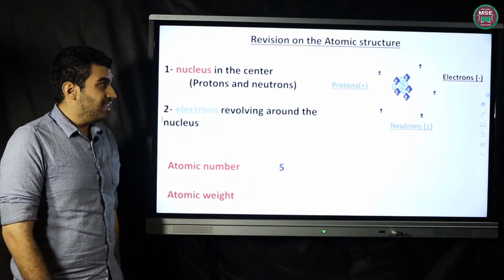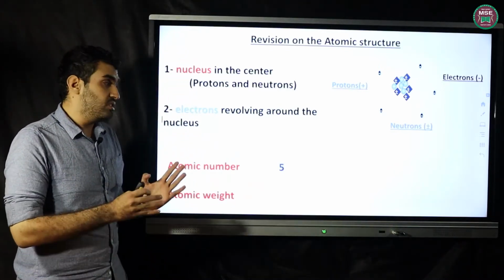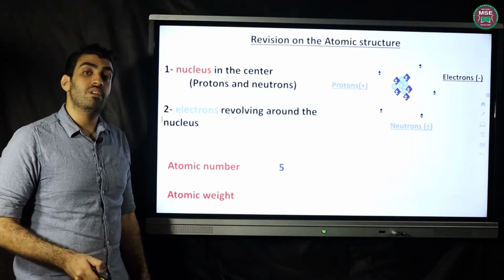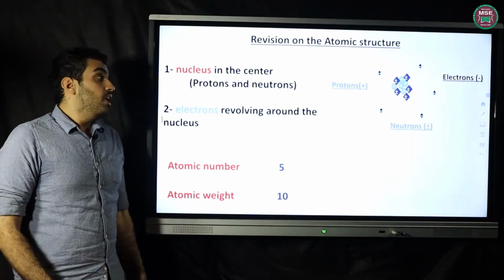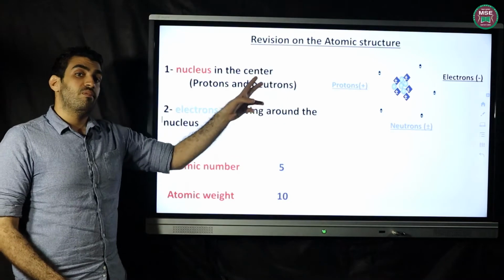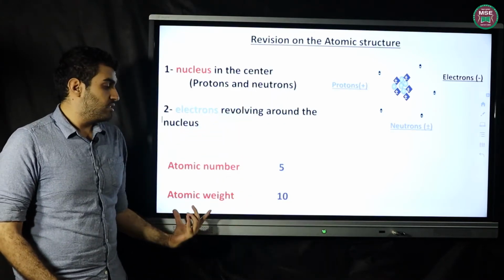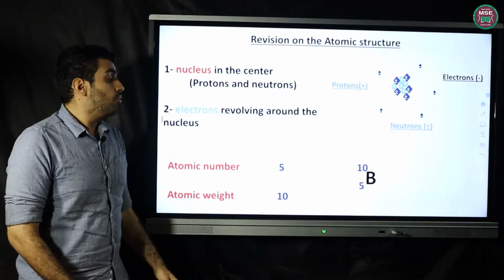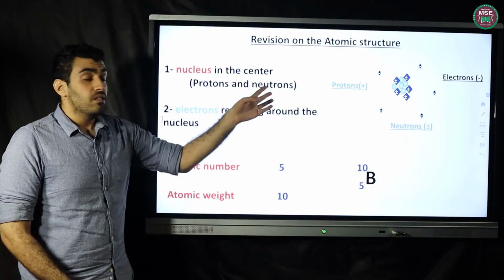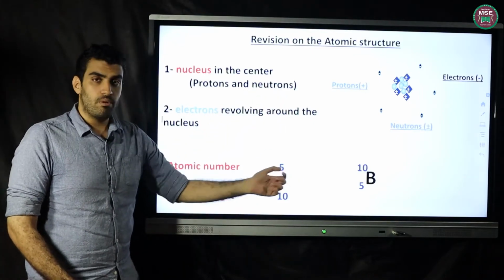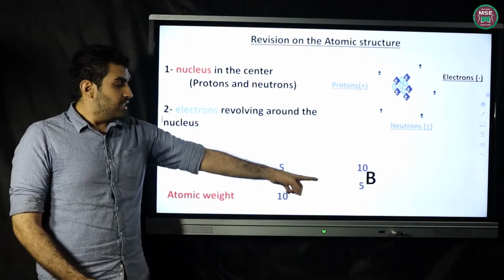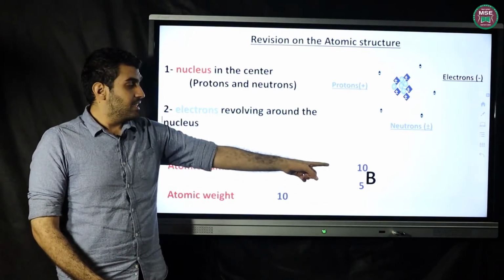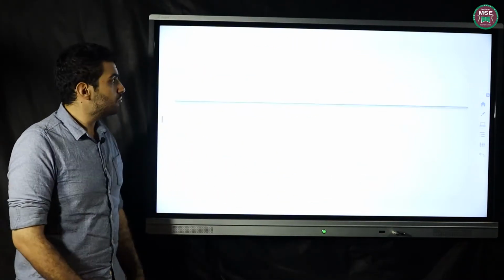And the atomic weight is 10. Why? Because the atomic weight is the sum of protons and neutrons as well. So I have 5 positive protons, 5 neutral neutrons, and so the atomic weight is 10. So for an element like this, it's the atomic structure of boron, and it's an element. Its atomic number is 5, and its atomic weight is 10.